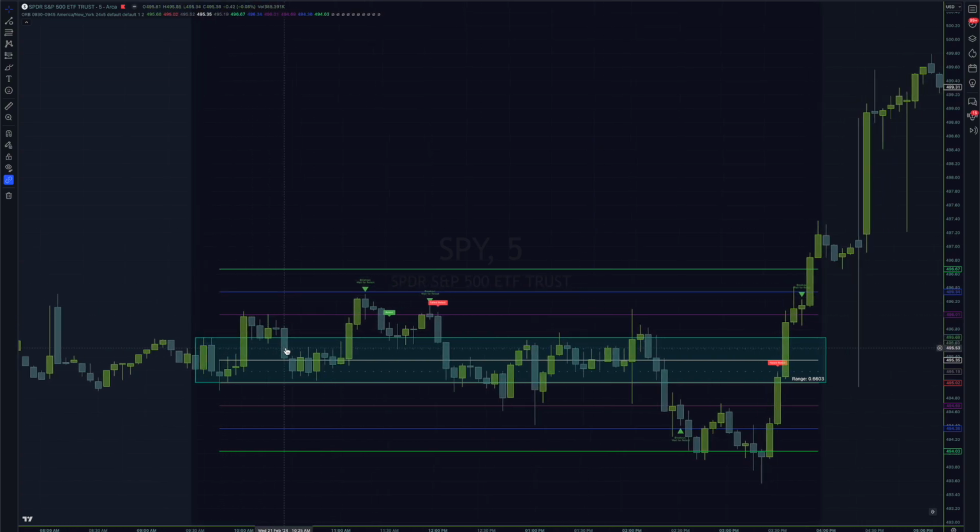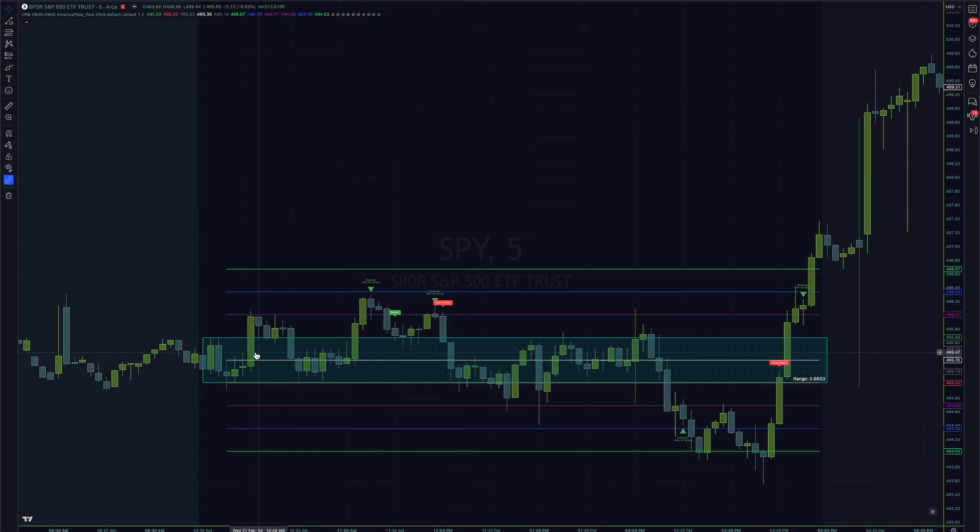So here's another example, and one thing I did on my indicator was I plotted the range size, because there's a little bit of a tell in that when the range is really small, like 66 cents, for example, on this day on SPY, you're going to want to expect mini range breaks on both sides. And you'll see that right here.